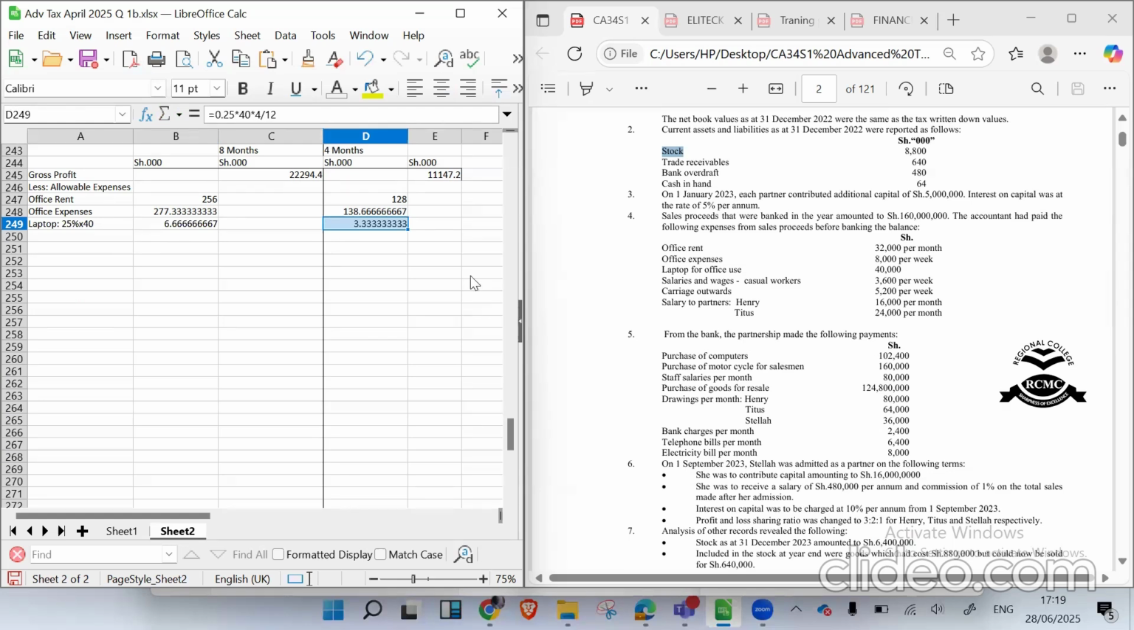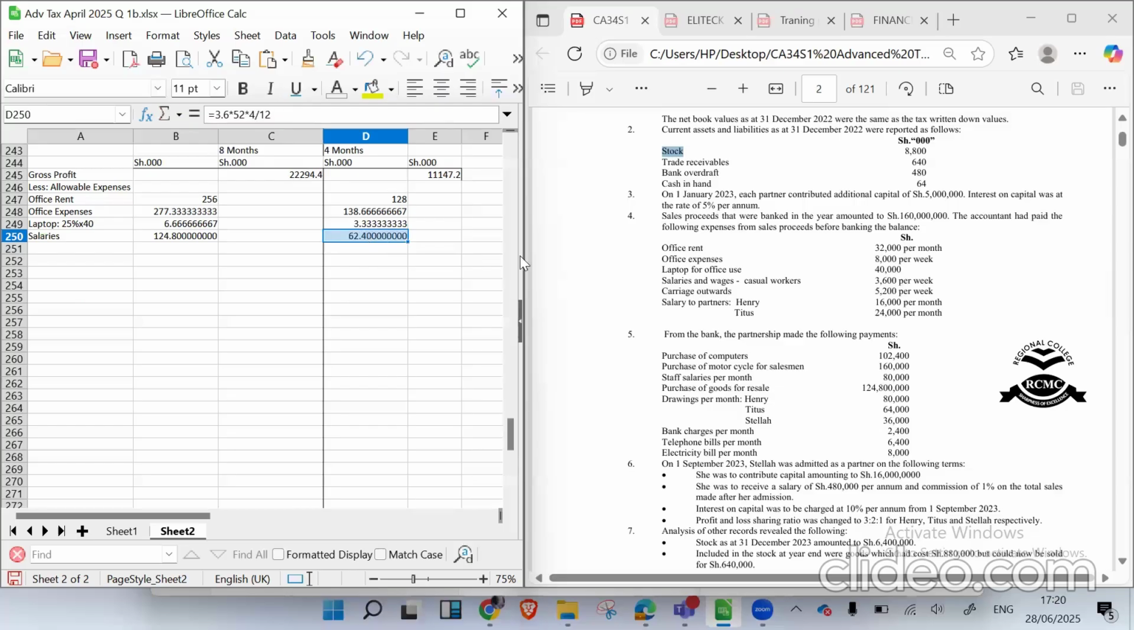That's for the laptop. Salaries and wages, that's an expense. So salaries, casual workers 36. So 3600, that is 3.6. 3.6 times 52 times 8/12. Hii side ingine ni times 4/12.